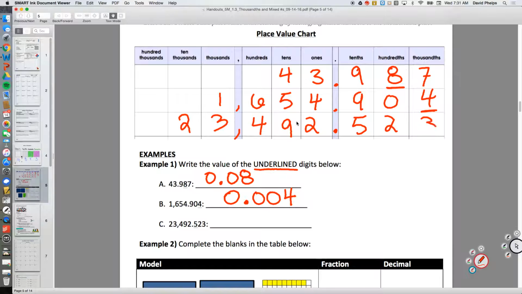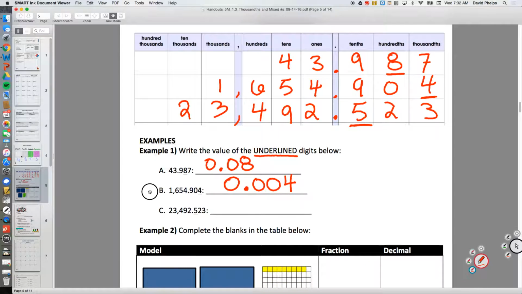All right, I finished writing my values in the place value chart. The 5 is underlined here. We would pronounce this number 23,492 and 523 thousandths. There's a lot of digits there. We'll keep practicing that together. But we care about just the underlined digit for right now. So the 5 is underlined, and the 5 we can see is in the tenths place. So the value of that 5 is 5 tenths. So we'd write 0.5. And we would say 0 and 5 tenths. Nice job.